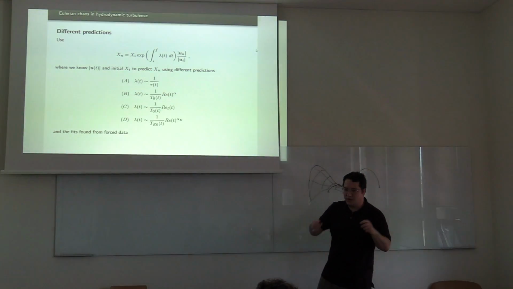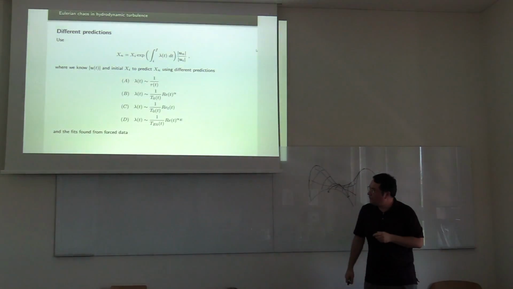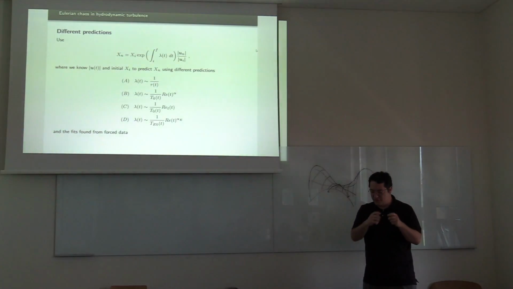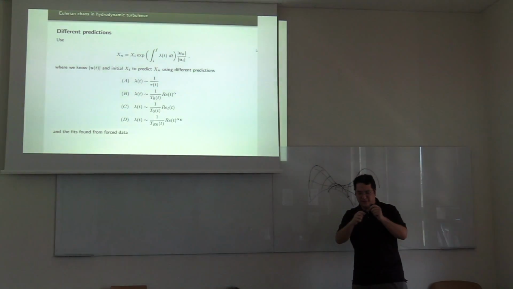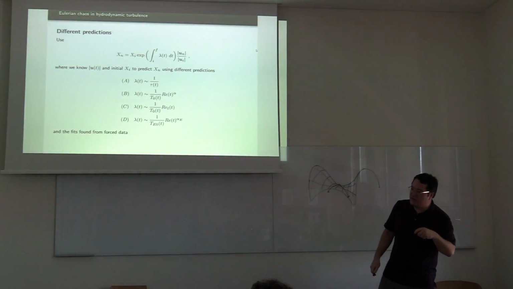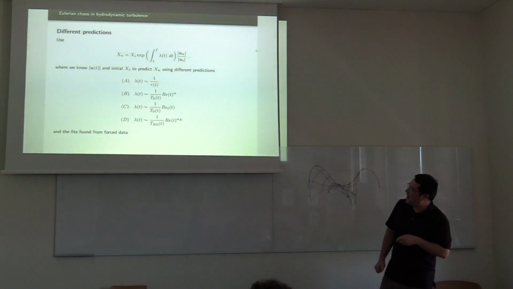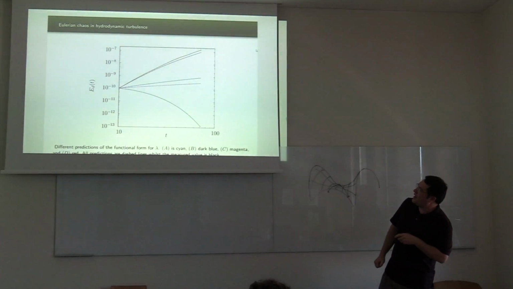And we use the decaying system, we perturb it slightly, and then we predict what the difference would have been given this functional dependence for the outcome exponent. And then we can compare it to what we actually measured. The fits we use for these are from the force data. So what we get is this.